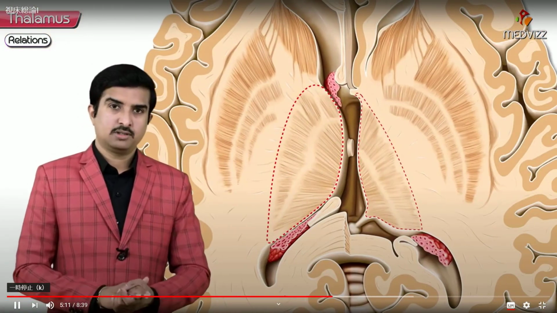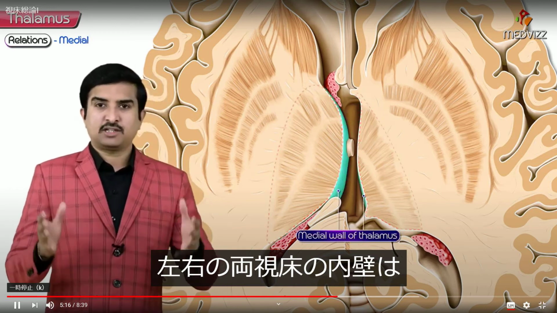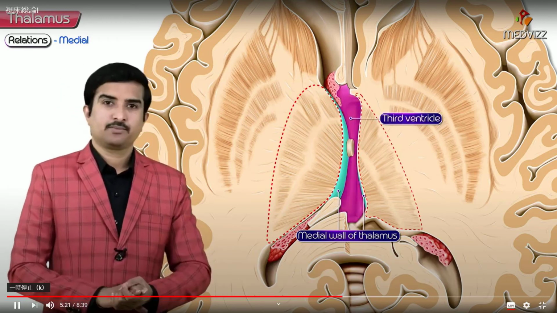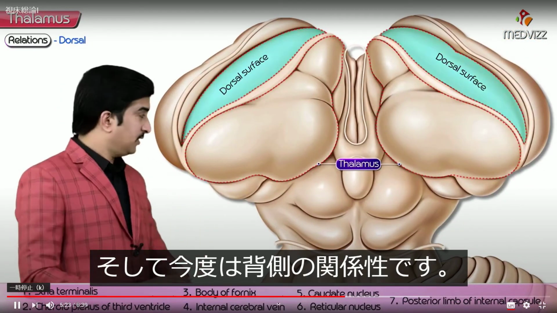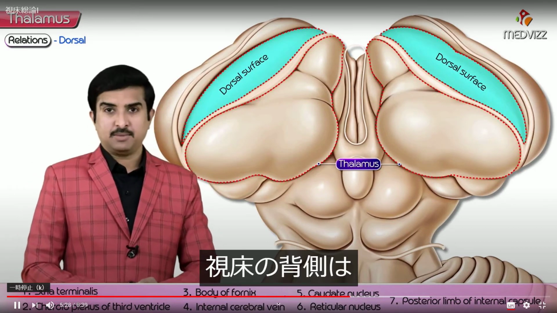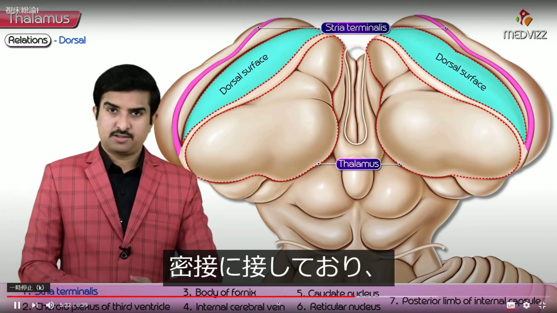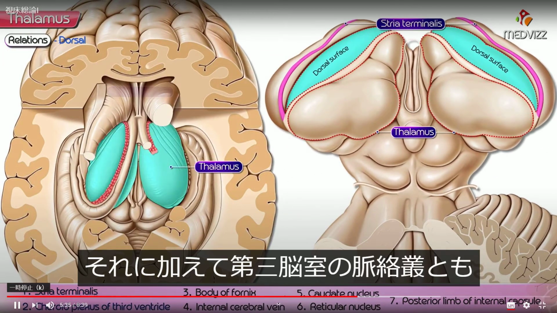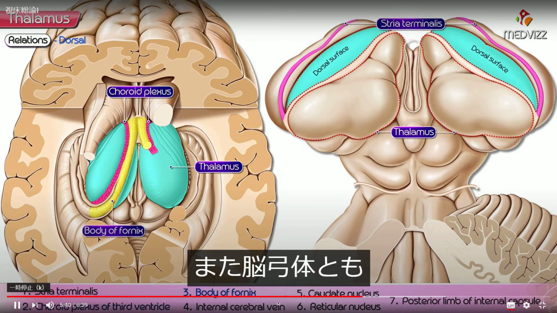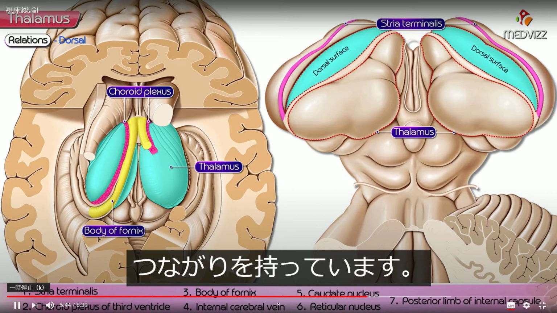Next, let us talk about the medial relations. The medial wall of each thalamus forms the lateral wall of the third ventricle. And next is the dorsal relations. The dorsal surface of the thalamus is in close proximity to the stria terminalis. Other than this, the choroid plexus of the third ventricle and the body of the fornix are all related dorsally to the thalamus.